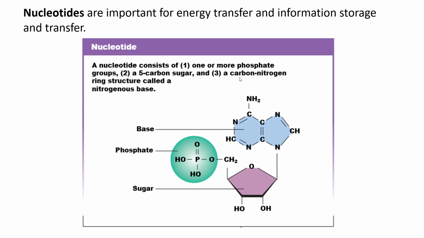Nucleotides are important for energy transfer and for information storage and transfer. A nucleotide consists of one or more phosphate groups, as you can see here, a 5-carbon sugar, and a carbon-nitrogen ring structure called a nitrogenous base, which is shown here. Note that there's a lot of nitrogen here.